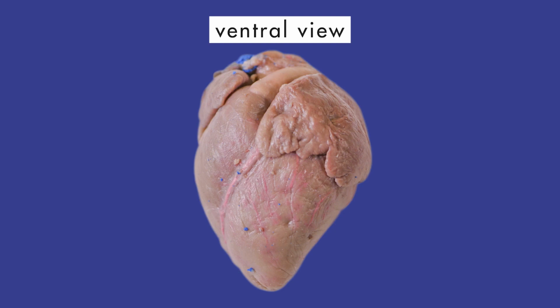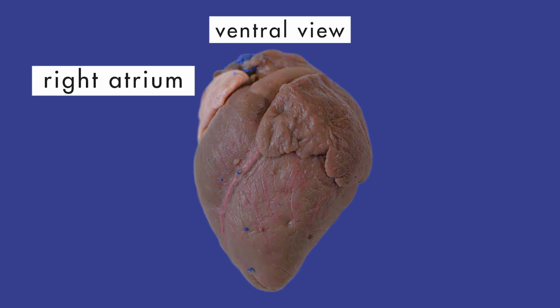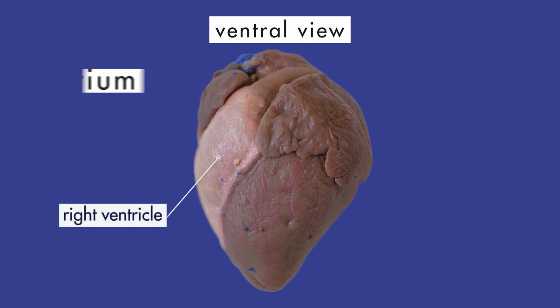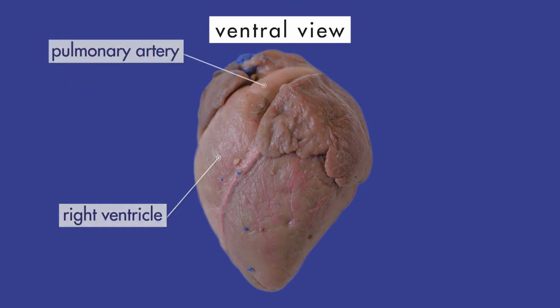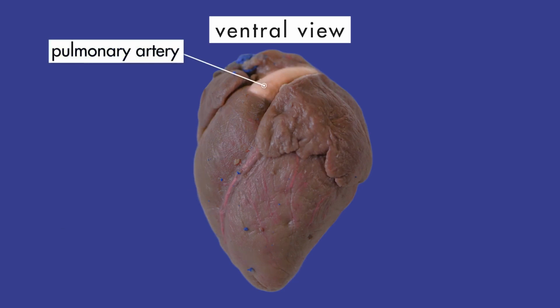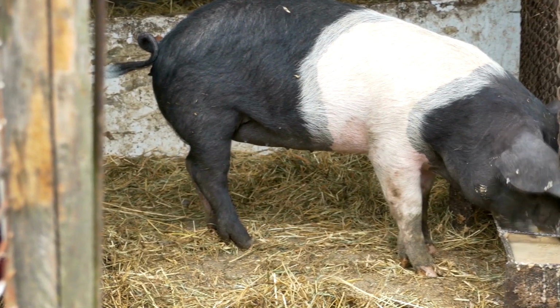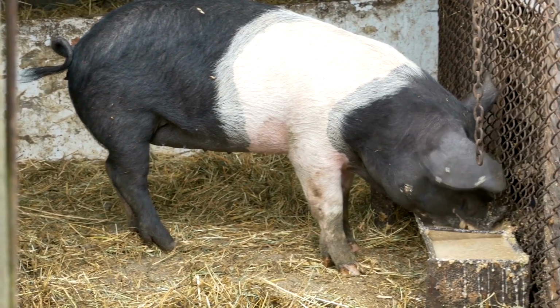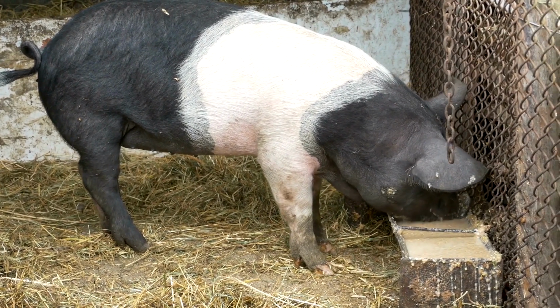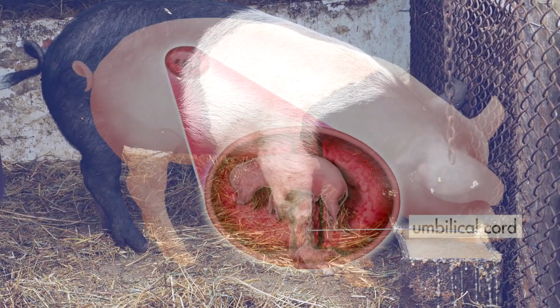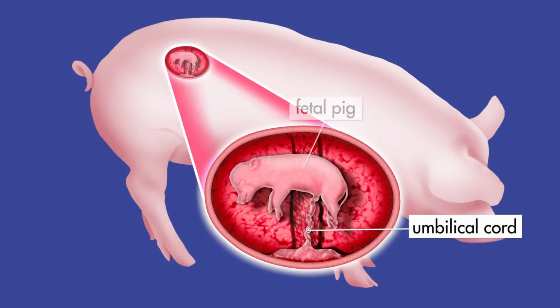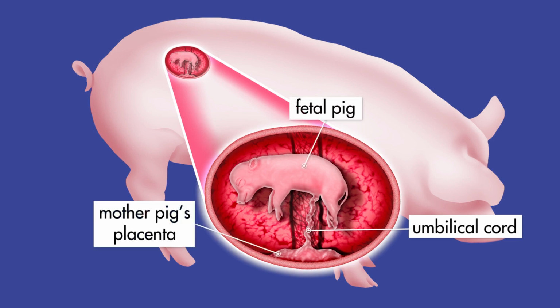Deoxygenated blood from the body enters the right atrium of the heart and flows into the right ventricle. From the right ventricle, blood flows through the pulmonary arteries, which carry blood to the lungs. In a fully developed pig, its blood would become oxygenated in the lungs and return to the left atrium of the heart through the pulmonary veins. However, since this is a fetal pig, its blood would become oxygenated through its mother's placenta.